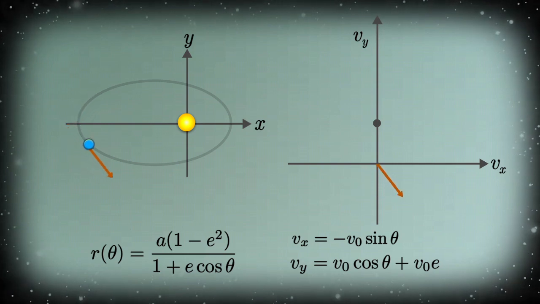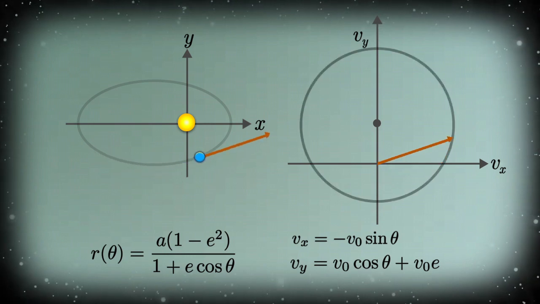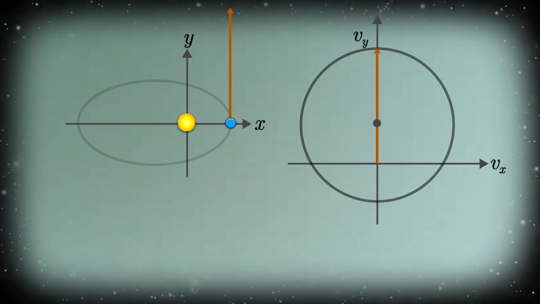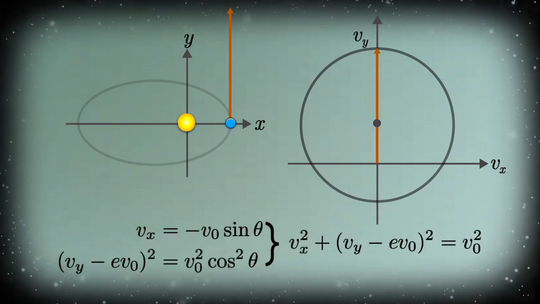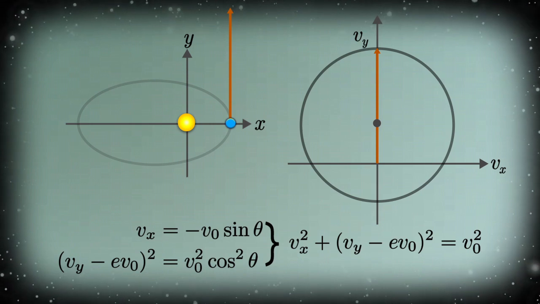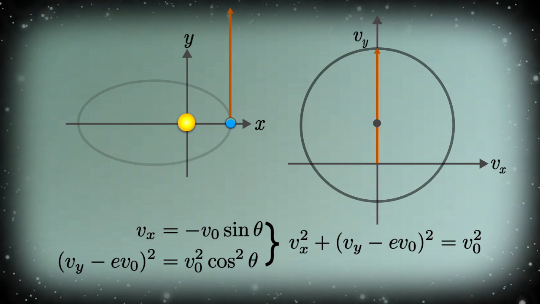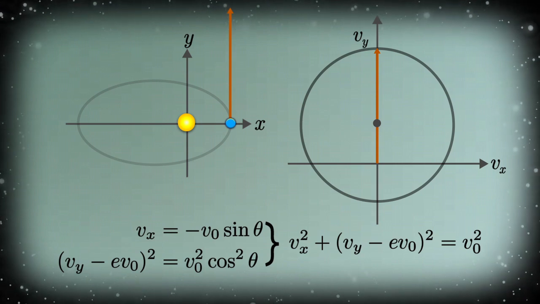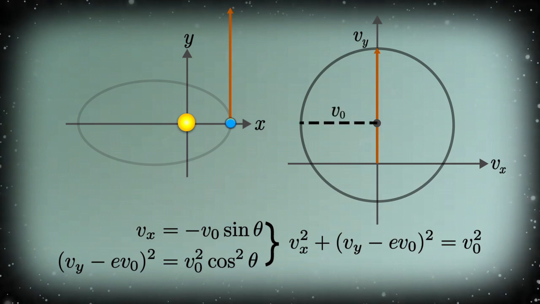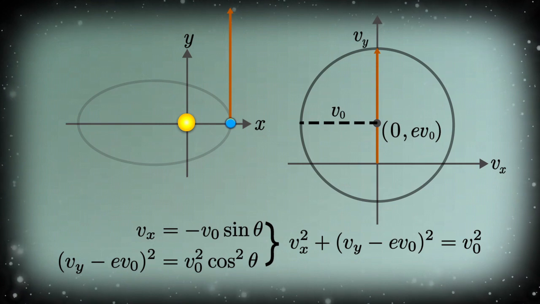And when we keep going, what we find is amazing. The tip of the velocity vector moves in a circle. You can prove it algebraically, too, by showing that our equations imply Vx squared plus quantity Vy minus e v0, squared, equals v0 squared. And that's the equation for a circle in velocity space with a radius of v0 and a center at the point 0, e times v0.